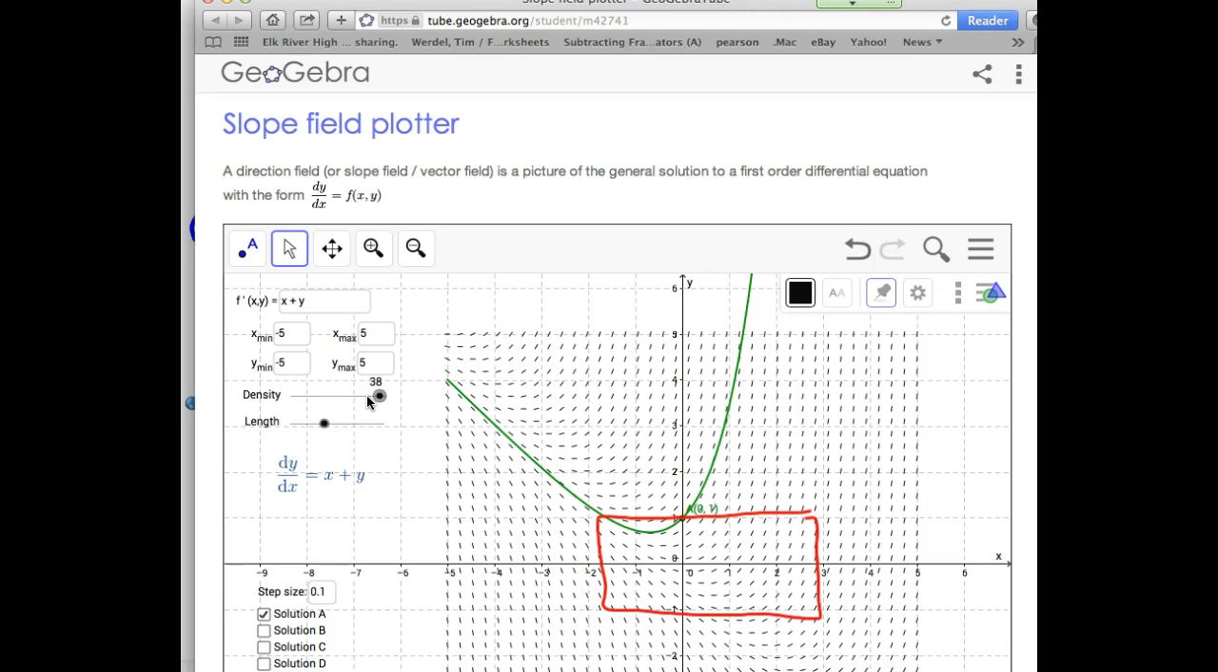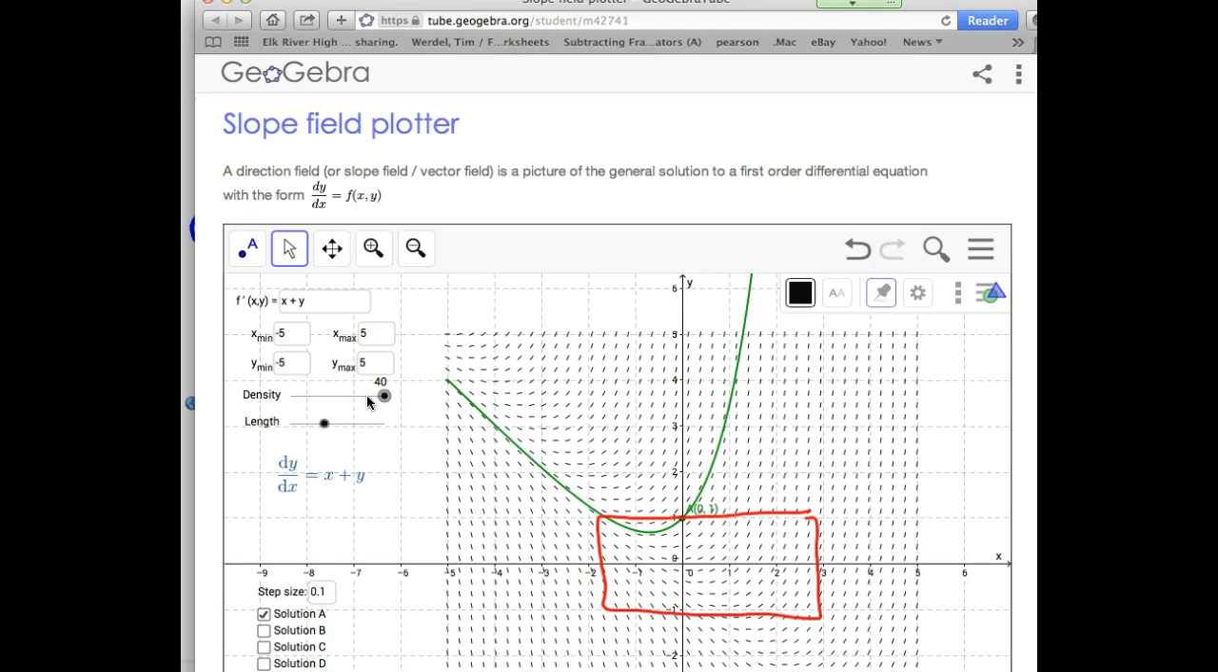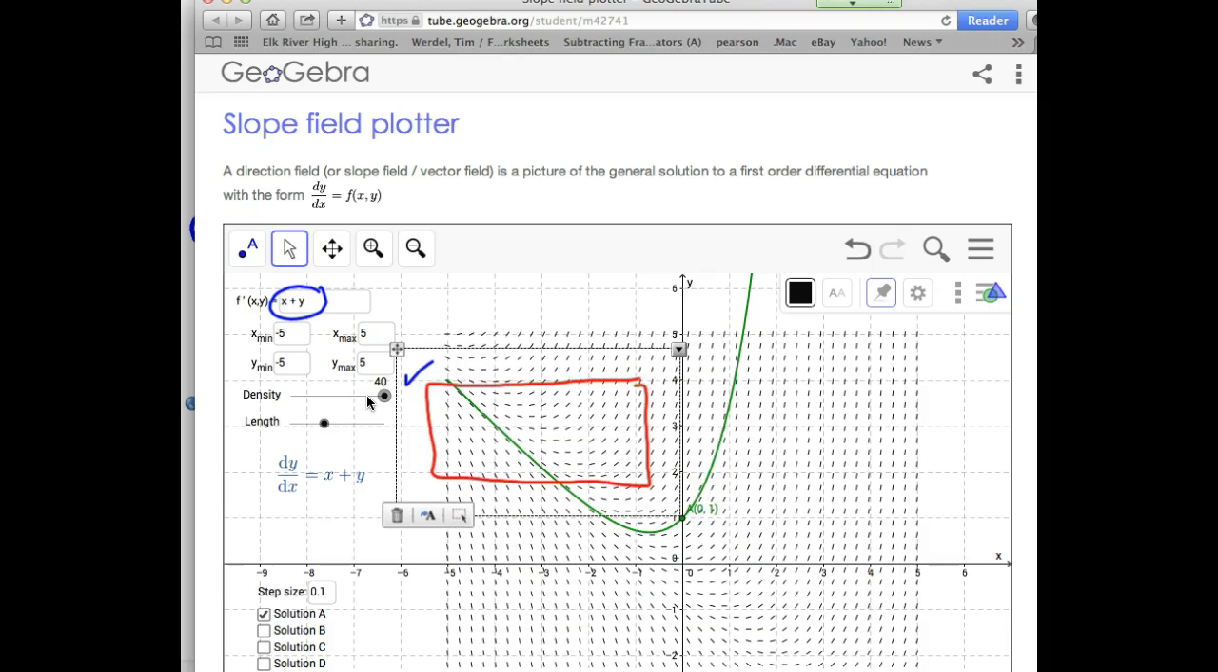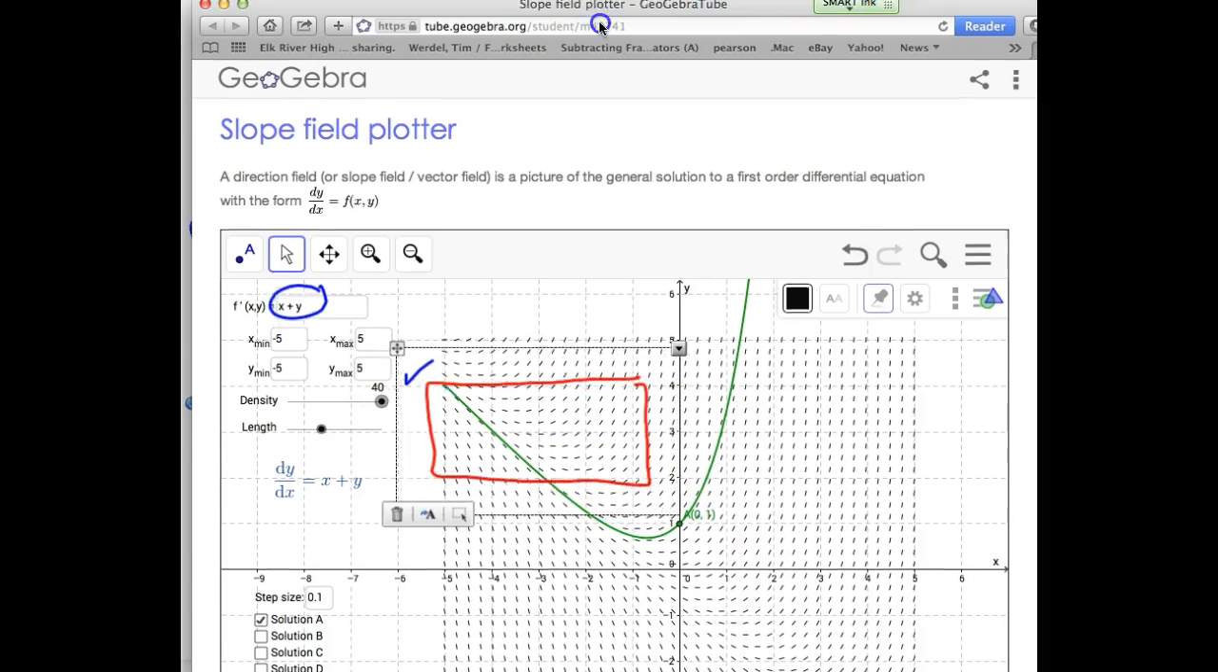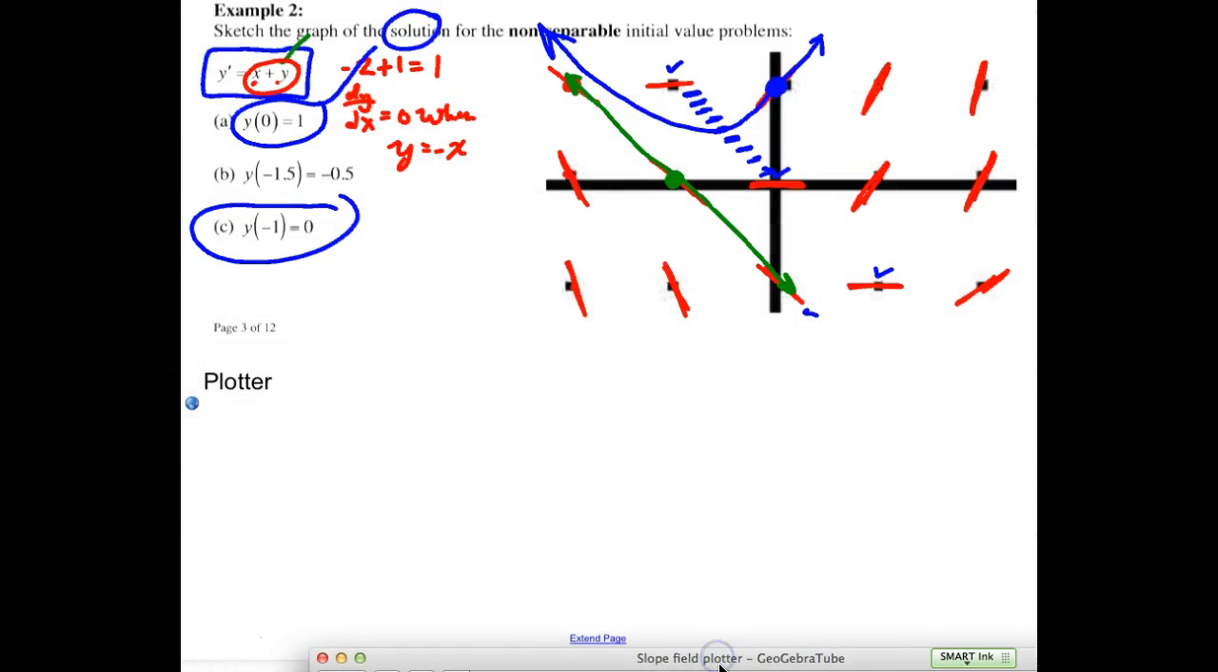So a good enough idea, and I've linked that to your Schoology folder. So if you want to check your homework, you can enter in this box right here your differential equation, and you can mess with the density right here, and you can pull on the points to change the solution, and you can see what that looks like. I'm going to get out of that right now, though. And I'm going to continue with notes till it hits 20 minutes, and then I'll make another video.